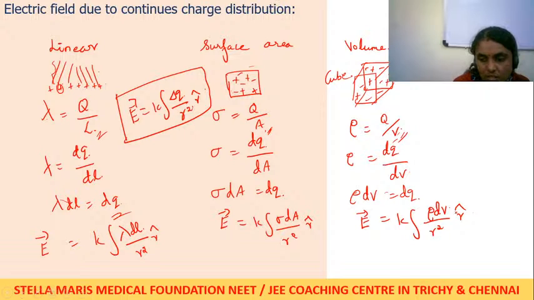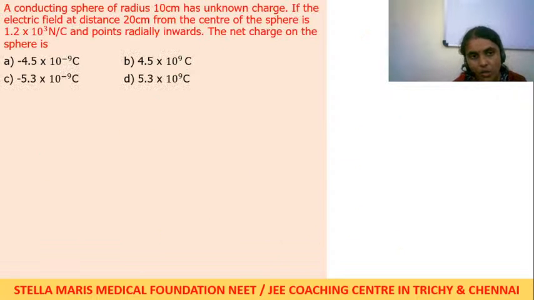Have you all understood this concept, or do you have any doubt? If you have any doubt, ask me. Okay, shall we move on to the next one? So these are the three formulas for the continuous charge distribution, which is present in different types of areas. Okay, then we will move on to the next one.